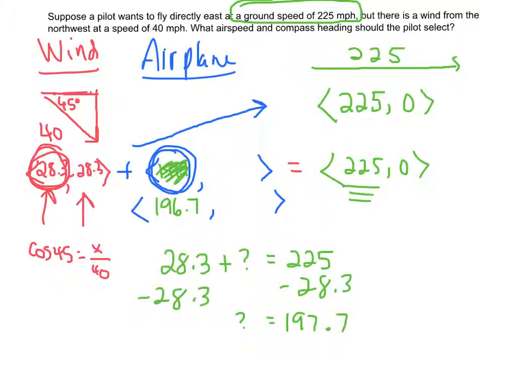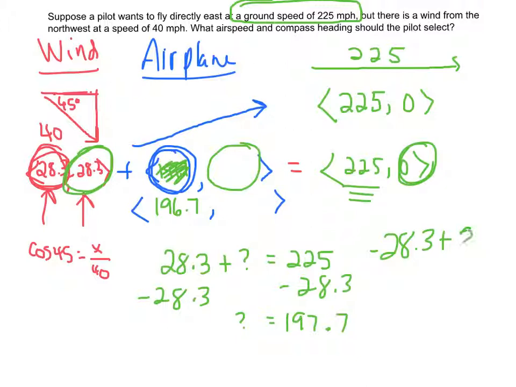And then I'm going to now look at the y values. So if I take negative 28.3 plus whatever this is, I need to get 0. So negative 28.3 plus, we'll say question mark again, equals 0. So if I add 28.3 to both sides, that tells me that it should have had 28.3 miles per hour in the northern direction.